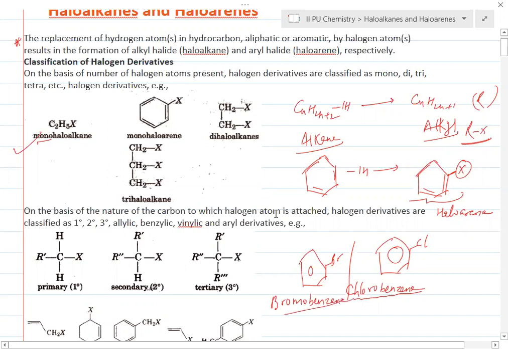One classification is on the basis of the number of halogen atoms. Halogen derivatives are classified as mono, di, tri, tetra, etc. If one halogen atom is there, it is a monohaloarene. If two halogen atoms are there, you can see 2X. What is X here? X represents Group 17 elements: fluorine, chlorine, bromine, iodine. So if two are there, this is a dihaloalkane. This is the next classification.